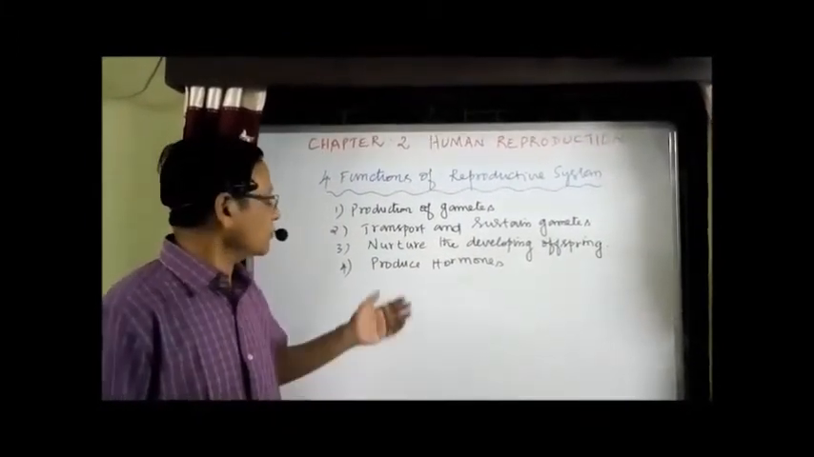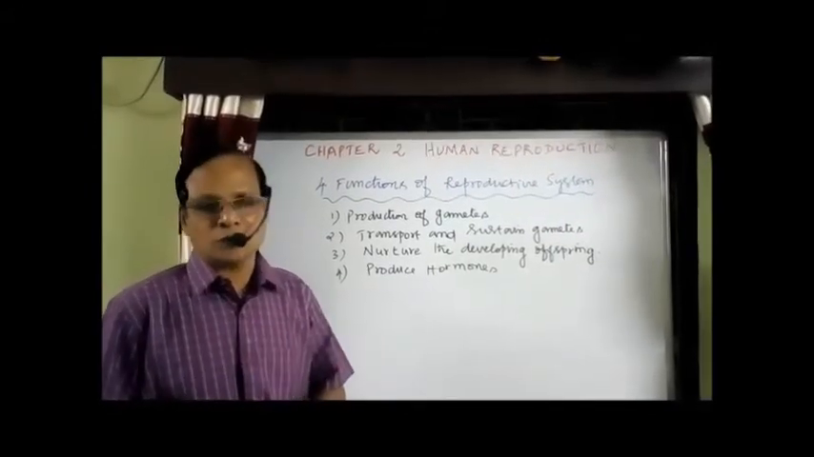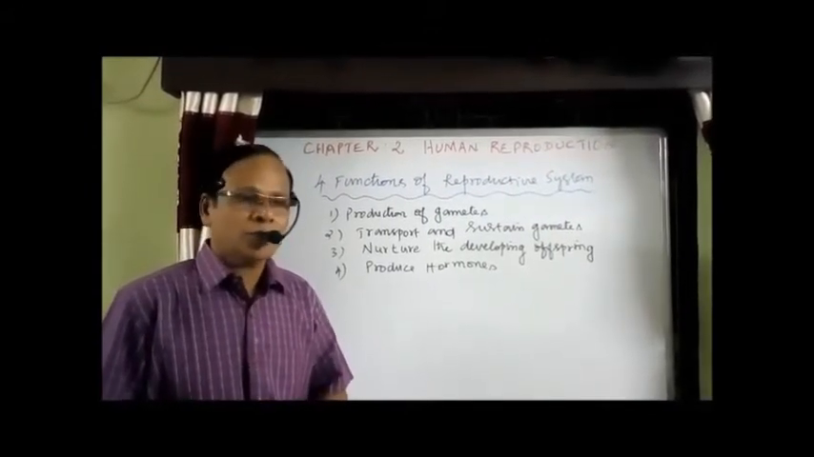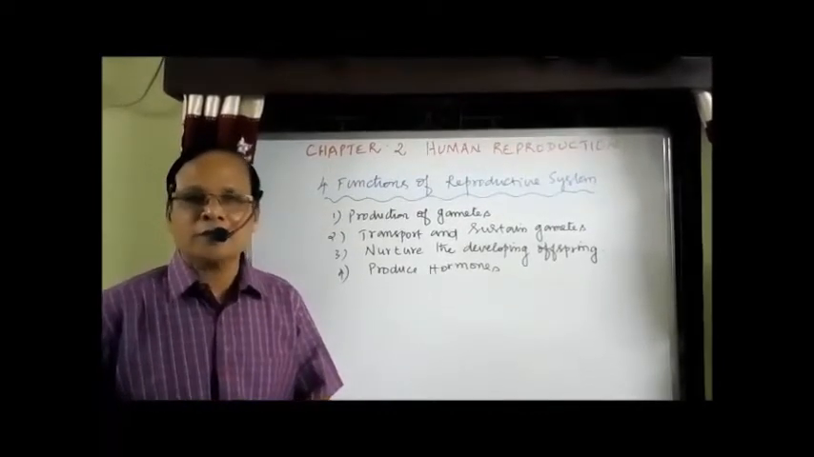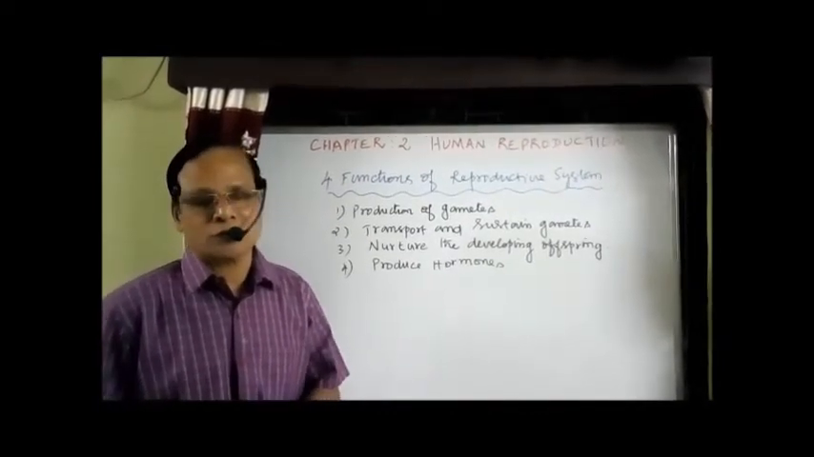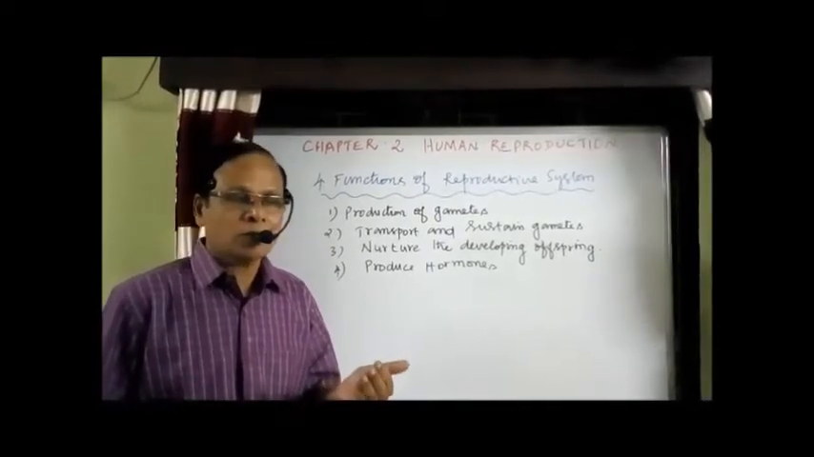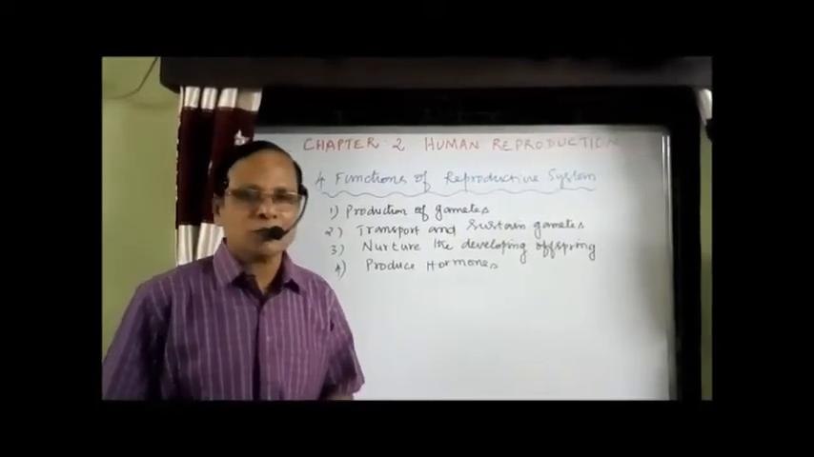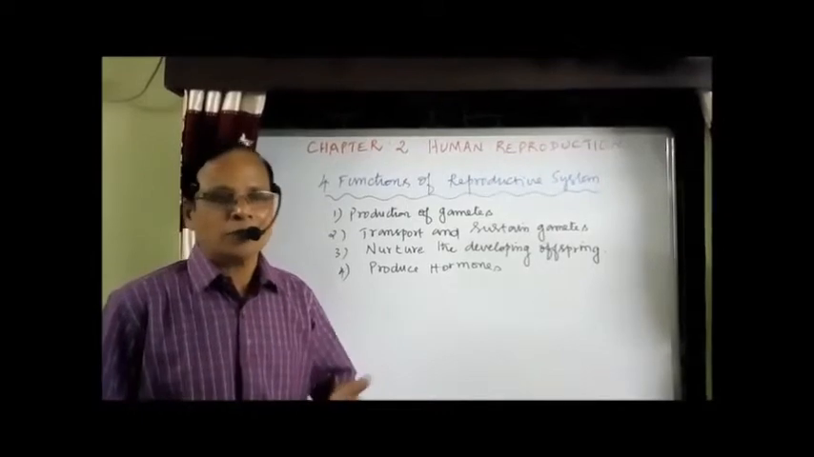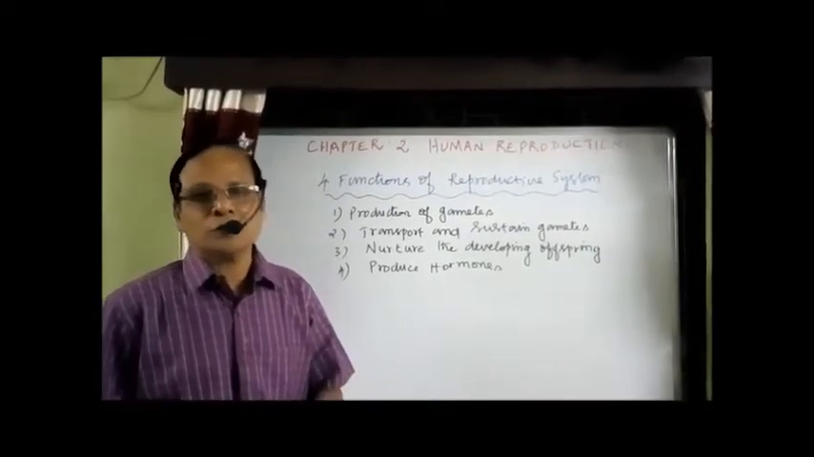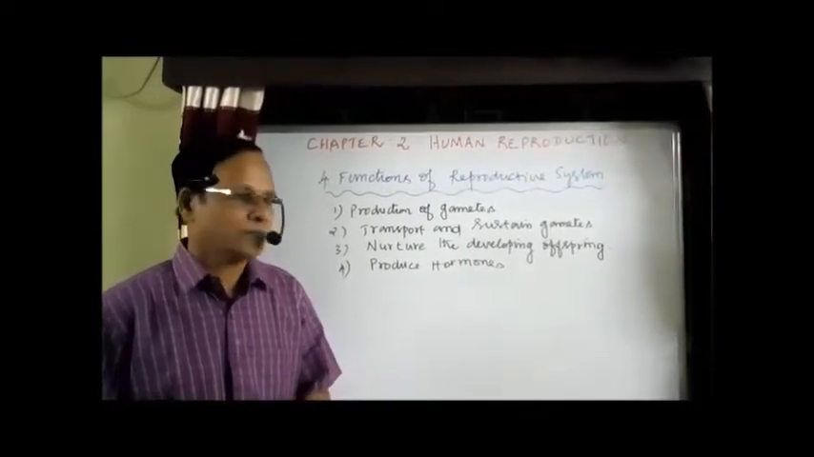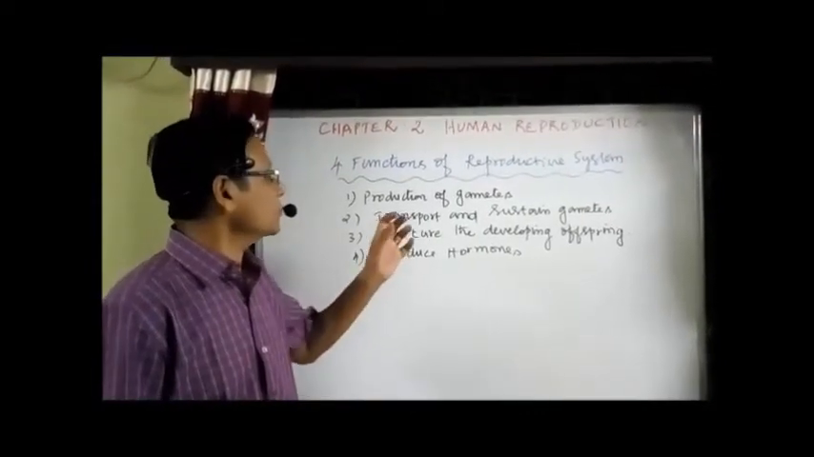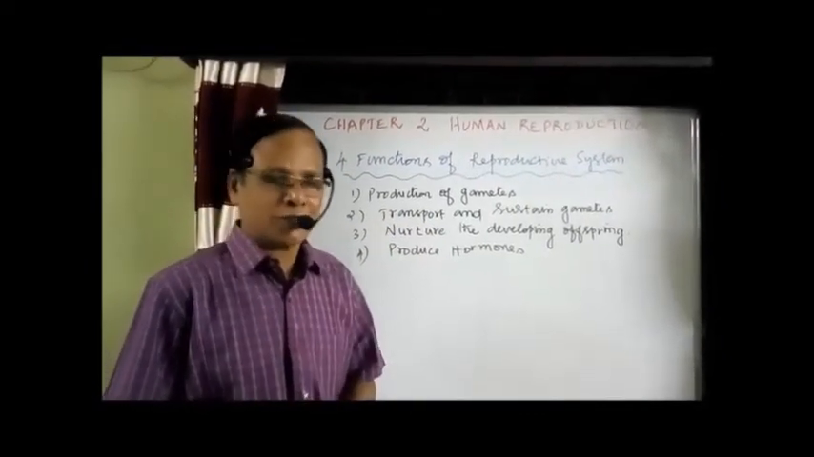The next one, what we call produce hormones. Now the male and female sex glands, namely the primary sex organs, ovaries and testes, produce different hormones. For example, the male gonad, the testis, produces androgen. The female gonad, namely the ovary, produces estrogen and also other hormones during pregnancy. That's about the four major functions of the reproductive system.